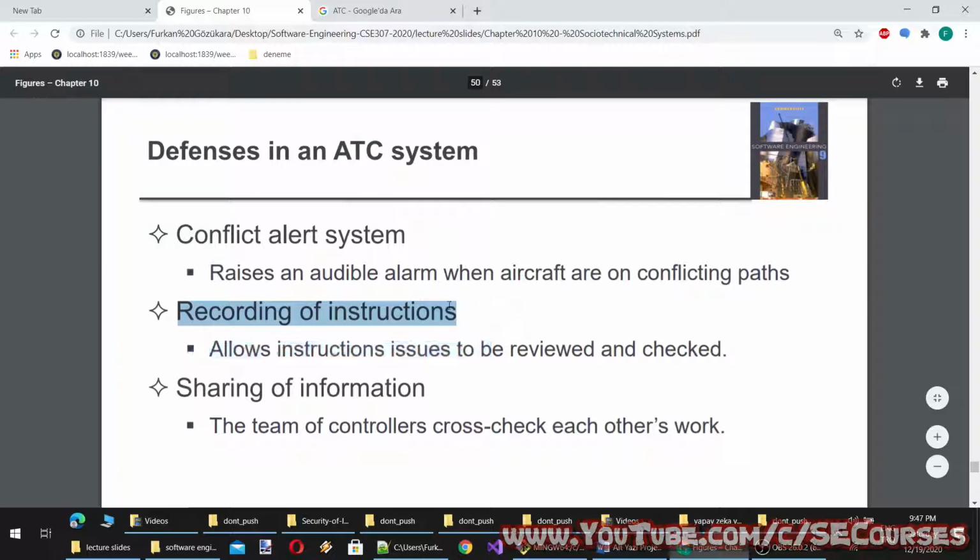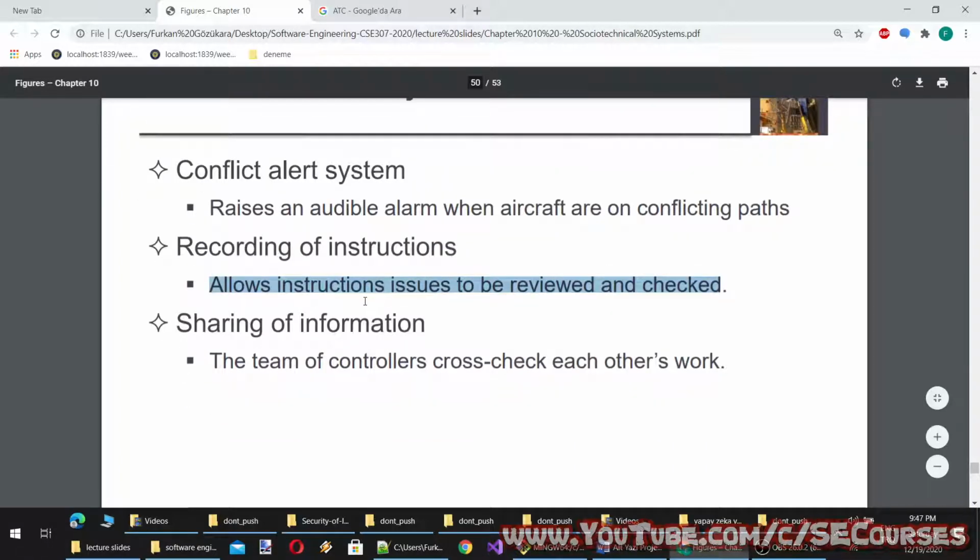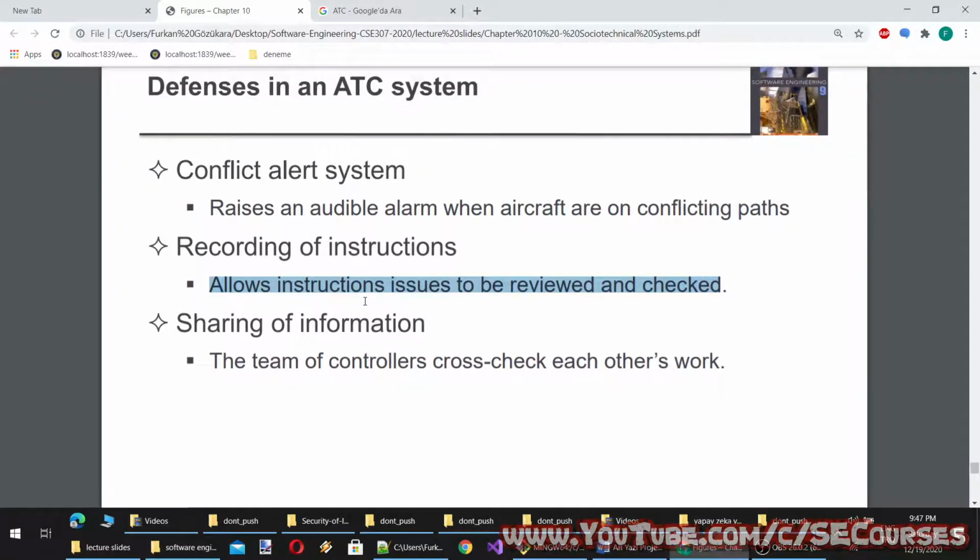Recording of instructions allows instructions issues to be reviewed and checked. And so if there are instructions that are against the policies, against the rules defined to defend the system, they may be blocked from further execution, and maybe some other personnel can be alerted. It is totally up to you how you design the system.